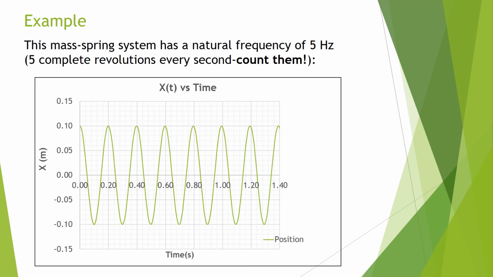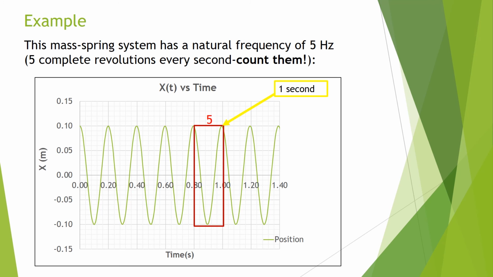So let's go through and count these complete revolutions and see, are there really 5 per second? Here's our 1 second mark shown in yellow, and we've got 1 cycle here, which is from peak to peak, 2 cycles, 3 cycles, 4, and then 5. So holy cow, we have 5 complete revolutions every second. Natural frequency 5 hertz.